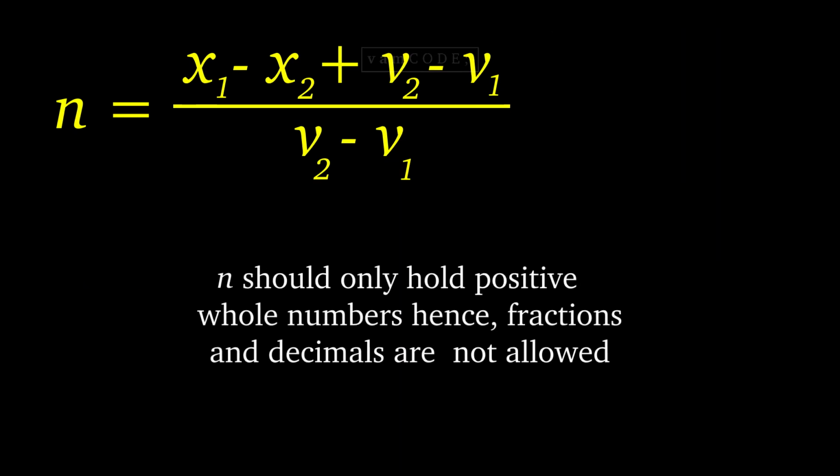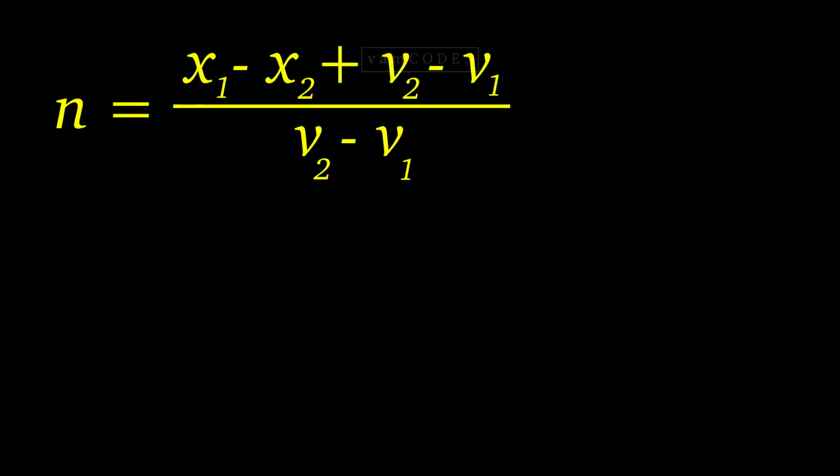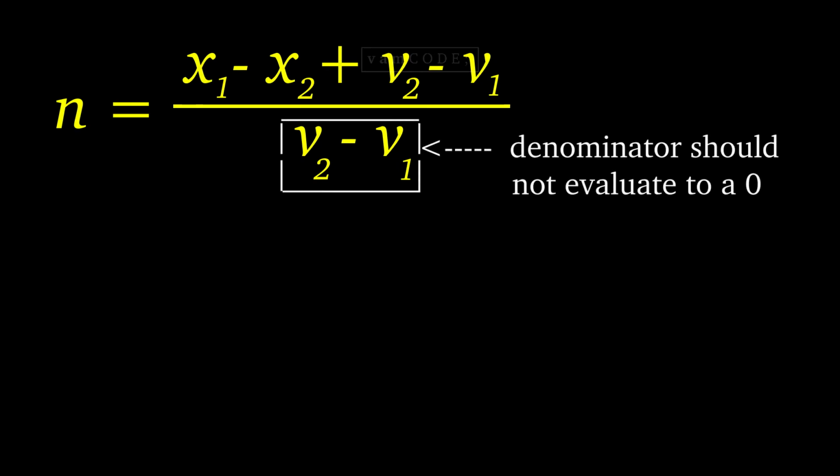This means that floating point values are also not allowed. One final point you will need to also remember is that v1 and v2 should never be equal. If this happens, then we will get a division by 0, which will cause a math error.